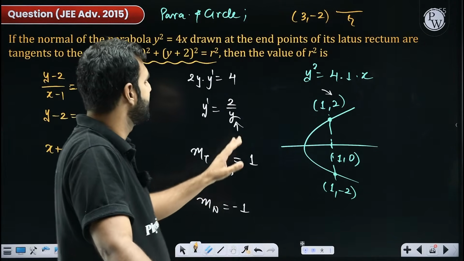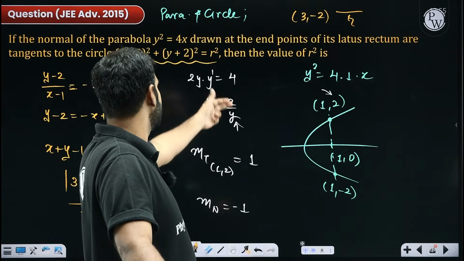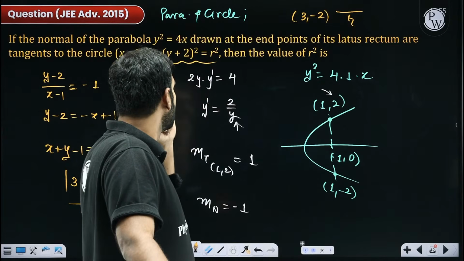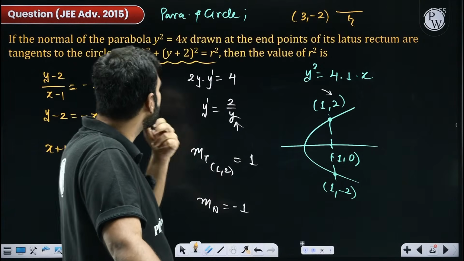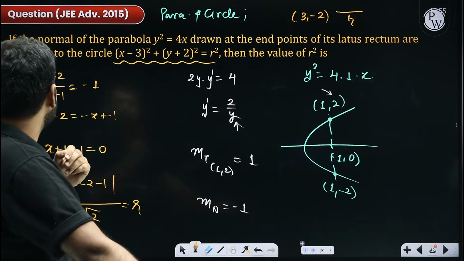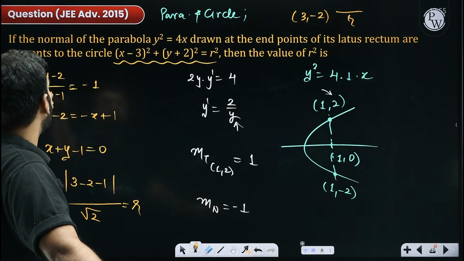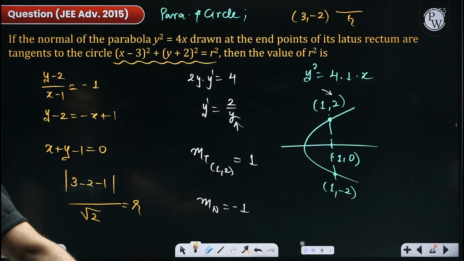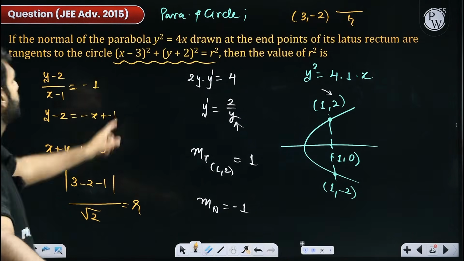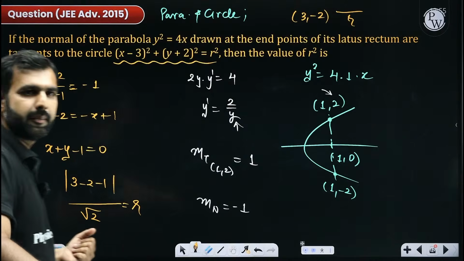y square is equal to 4x. If I differentiate it, 2y y dash is equal to 4. So y dash is 4 by 2y, which is 2 by y. The slope of the tangent is 2 by 2, that is 1. The slope of the normal is minus 1. So the equation of the normal: y minus 2 upon x minus 1 is minus 1. So y minus 2 is minus x plus 1, so x plus y minus 1. From 3 comma minus 2, it should be 3 minus 2 minus 1. Am I making any mistakes here?